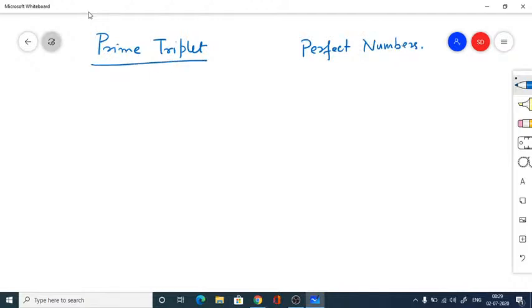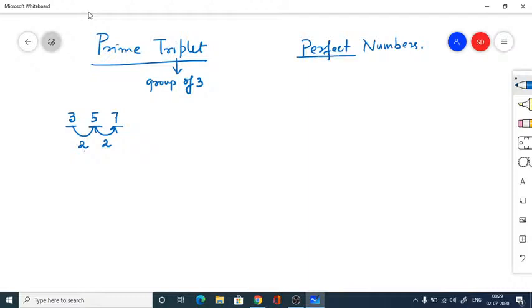Prime triplet is similar to twin primes, but this is a group of 3. Twin primes was a group of 2. Triplet means a group of 3. So 3 prime numbers and their differences are 2. This is also 2, this is also 2. Like 3, 5 and 7. All 3 are prime numbers, the difference between 3 and 5 is 2, and again 5 and 7 is also 2. So this is a prime triplet.